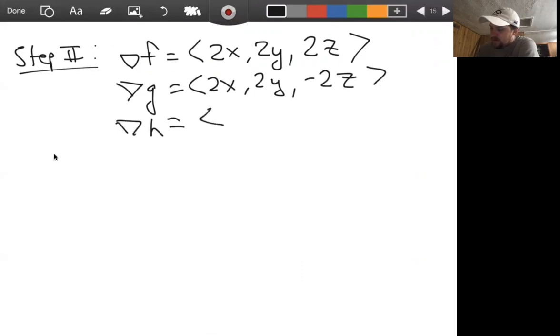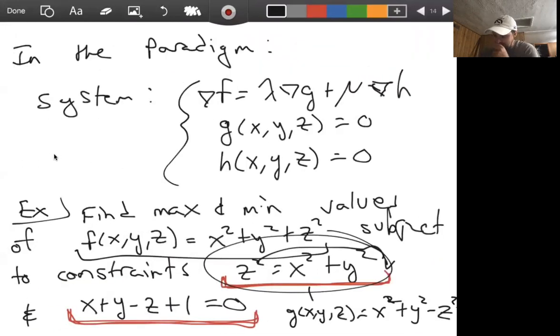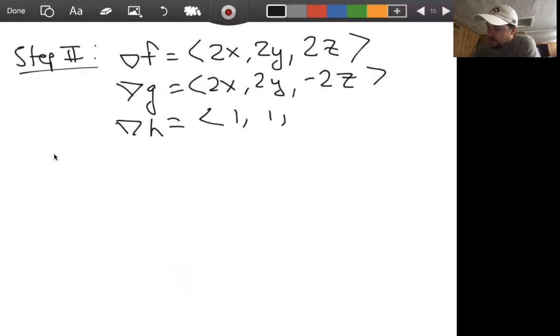And how about the gradient of h? Well, it looks like here's h. It's already set equal to 0, so we don't have to move anything to the other side. We get 1, 1, negative 1. Okay? And so we get the following system. Whoops, not step 3 yet. We're not solving the system, right? We're just setting it up. And what do we get?